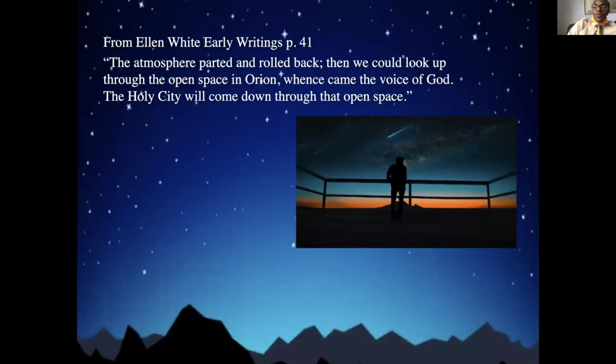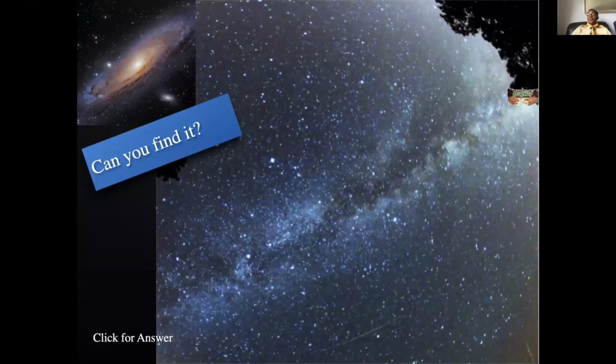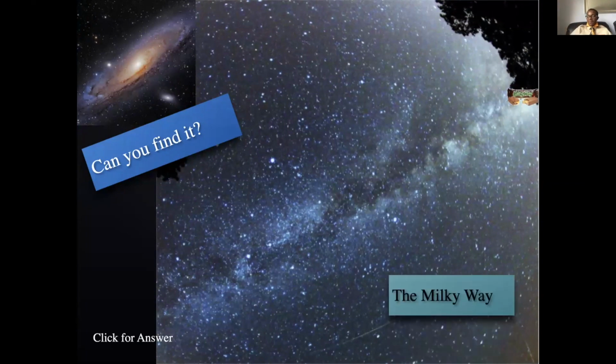Okay, let me move on. In the book of Ellen White, Early Writings, page 41, what does she say about Orion? Here is the quote: The atmosphere parted and rolled back. Then we could look up through the open space in Orion, whence came the voice of God. The holy city will come down through that open space of Orion. Wow. So every time you look at Orion, remember that is where the heavenly Jerusalem, or New Jerusalem, will come from.